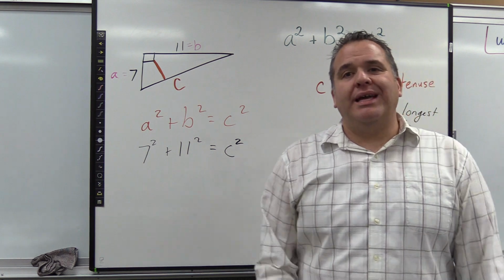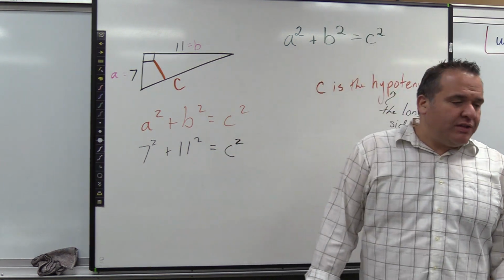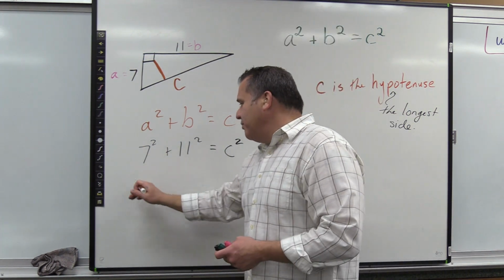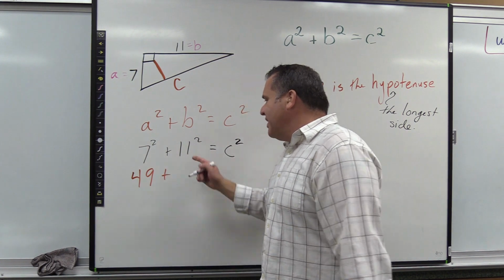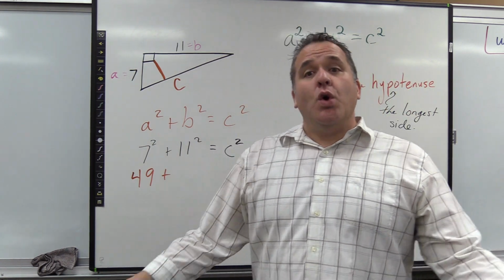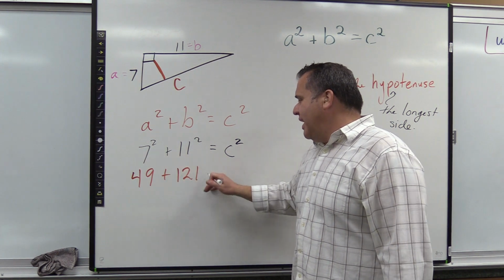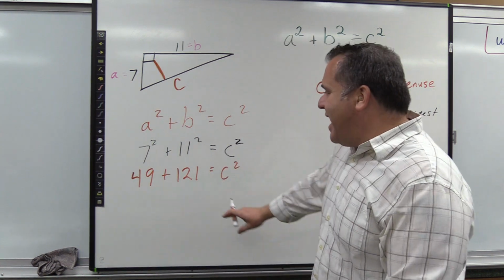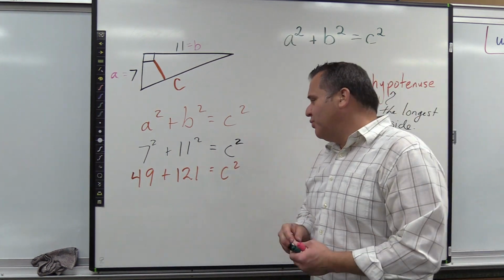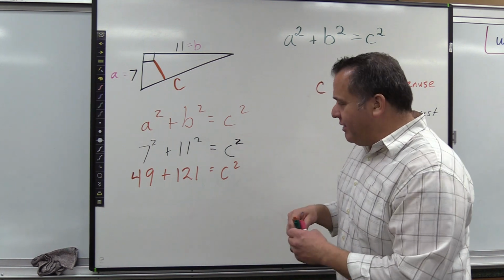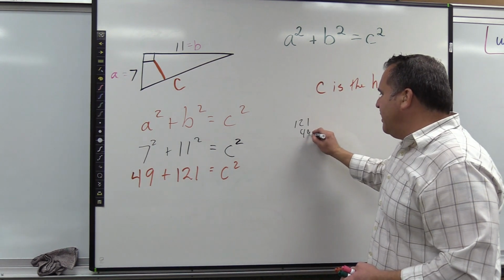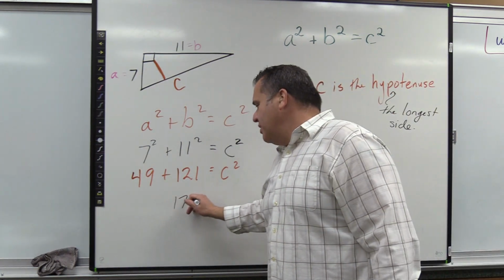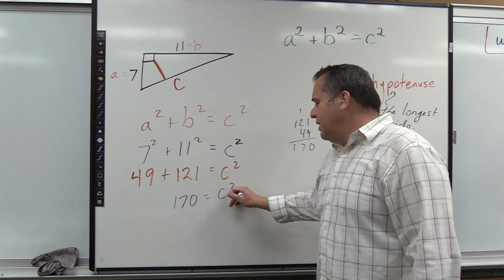Now, let's go ahead and get rid of those squares. 7 squared. Anybody know what 7 times 7 is? 49. So we put a 49 here plus 11 times 11. Anyone know 11 times 11? 121. Okay, and that's all going to equal C squared. Now, we're going to have to add these two numbers up right here. 49 plus 121. Boy, that's a toughie. Let's figure it out. 121 plus 49. That's going to be 170. So I'm going to get 170 is equal to C squared.